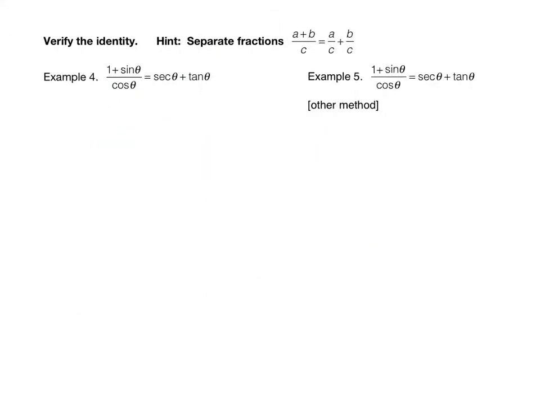Sometimes it's not going to be so obvious what our strategy is. Here, I'm going to say that this looks a lot less complicated because addition is always less complicated than a fraction, right? So in this case, I'm going to want to separate a fraction because that's what's left on the left. So I have 1 over cosine, and then that is added to sine over cosine.